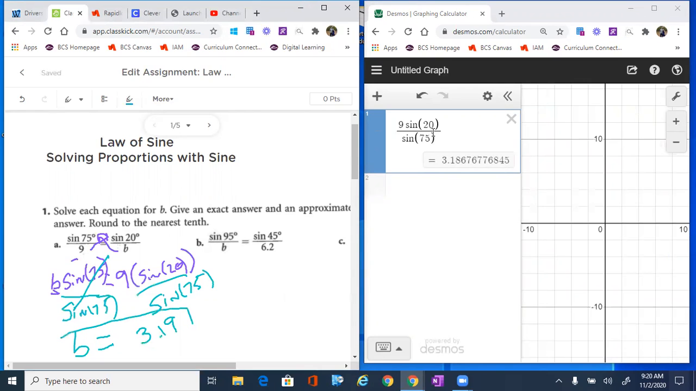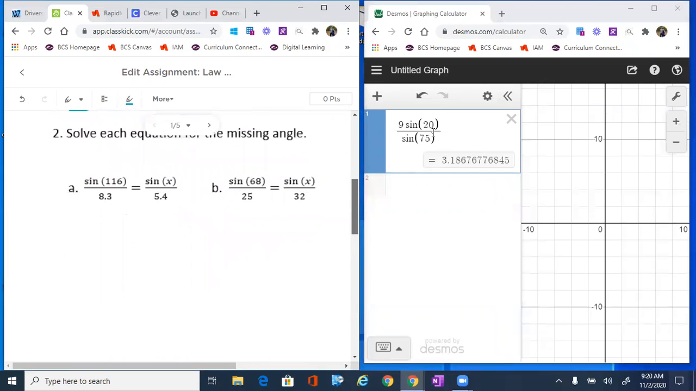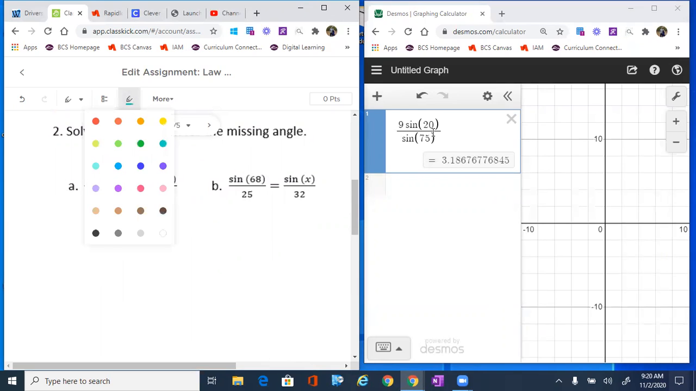It is as simple as that, just doing a proportion, cross multiplying, and dividing, especially when we're just looking for these values that do not have sine in them, like in the case of B. Now, we scroll down, and we're going to get a little bit more complicated. This is probably the harder of the two, but the setup is exactly the same. It is a proportion, meaning we have a fraction equal to another fraction, and that just shows us we're going to cross multiply.